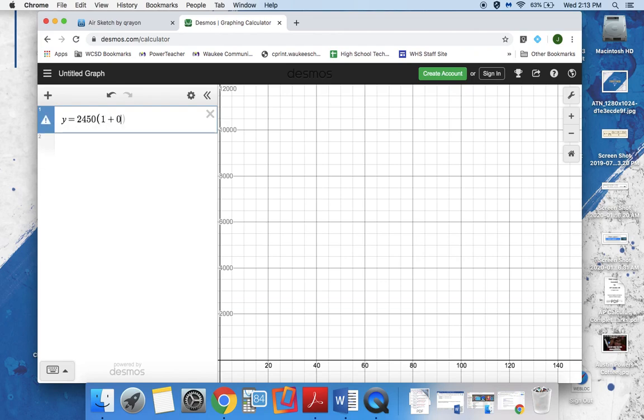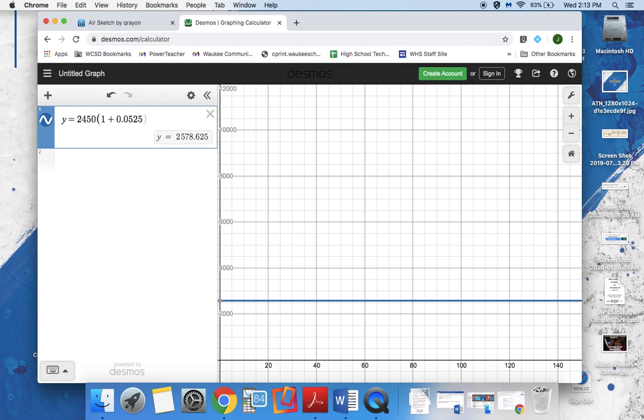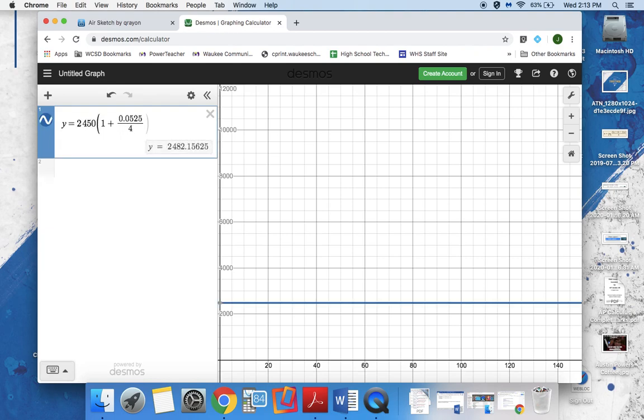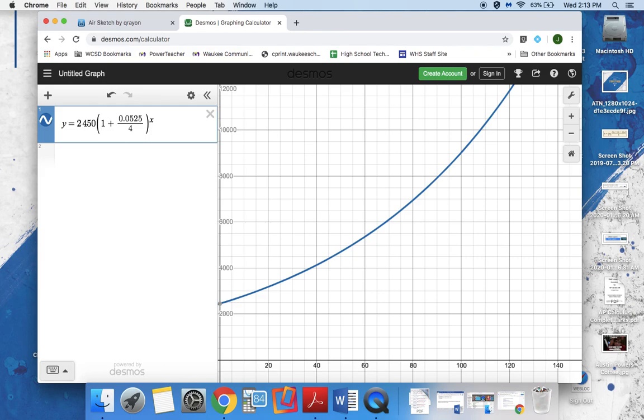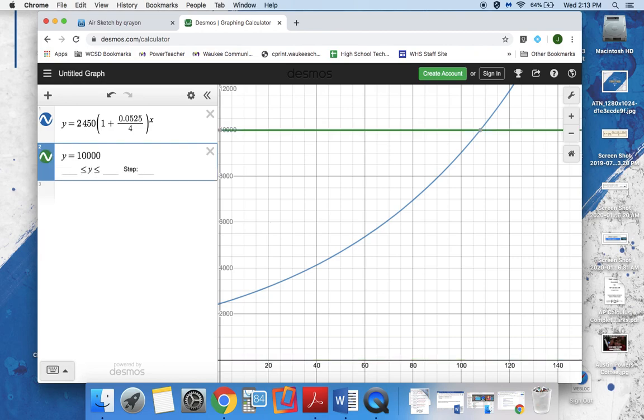Now, lucky for us, Desmos is pretty easy to type things in, and if you want a power, you hit Shift and 6 to get that upward pointing arrow, that caret character. And there you see, that's my exponential function that shows how quickly that money is going to grow over time. And then eventually I want it to get to $10,000.